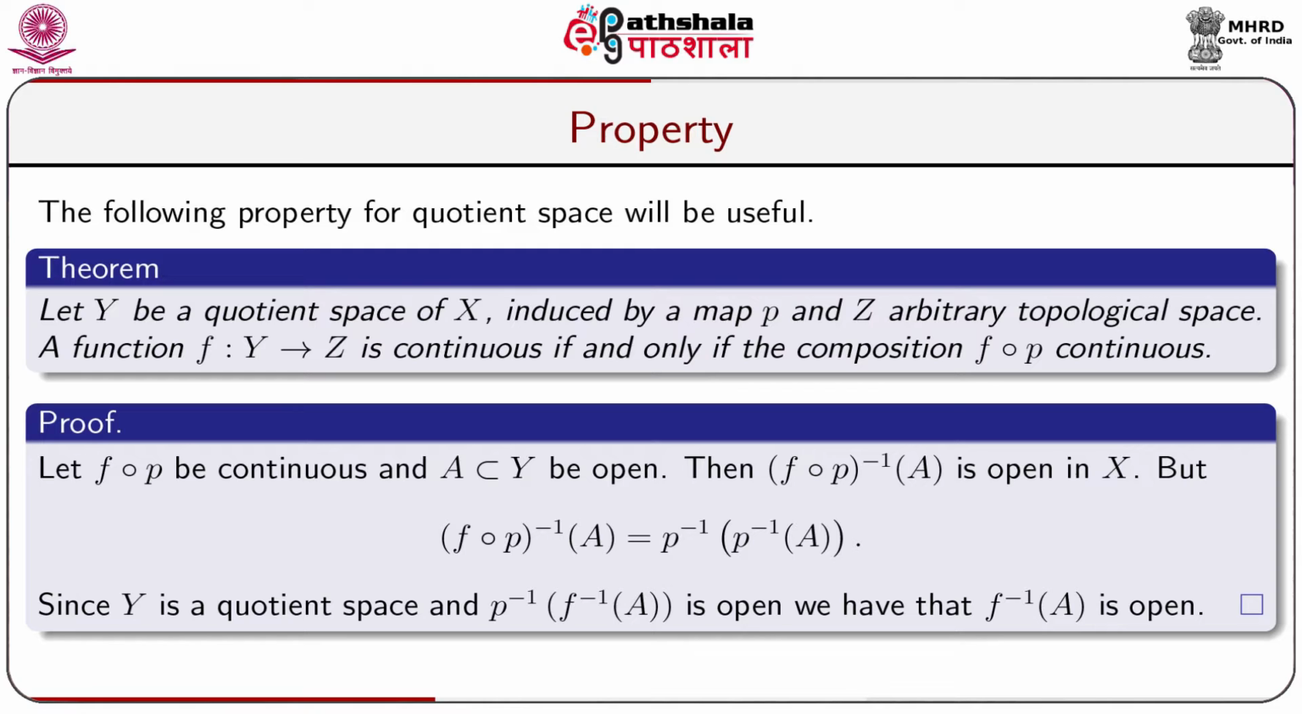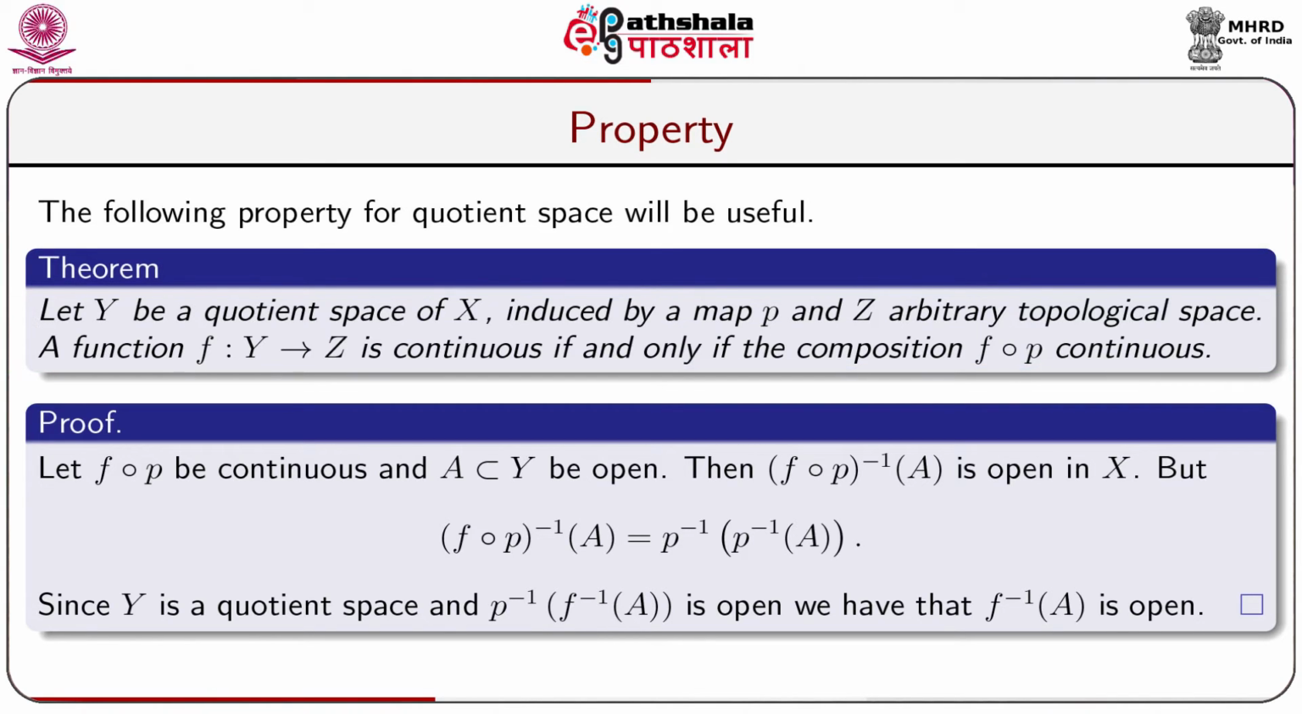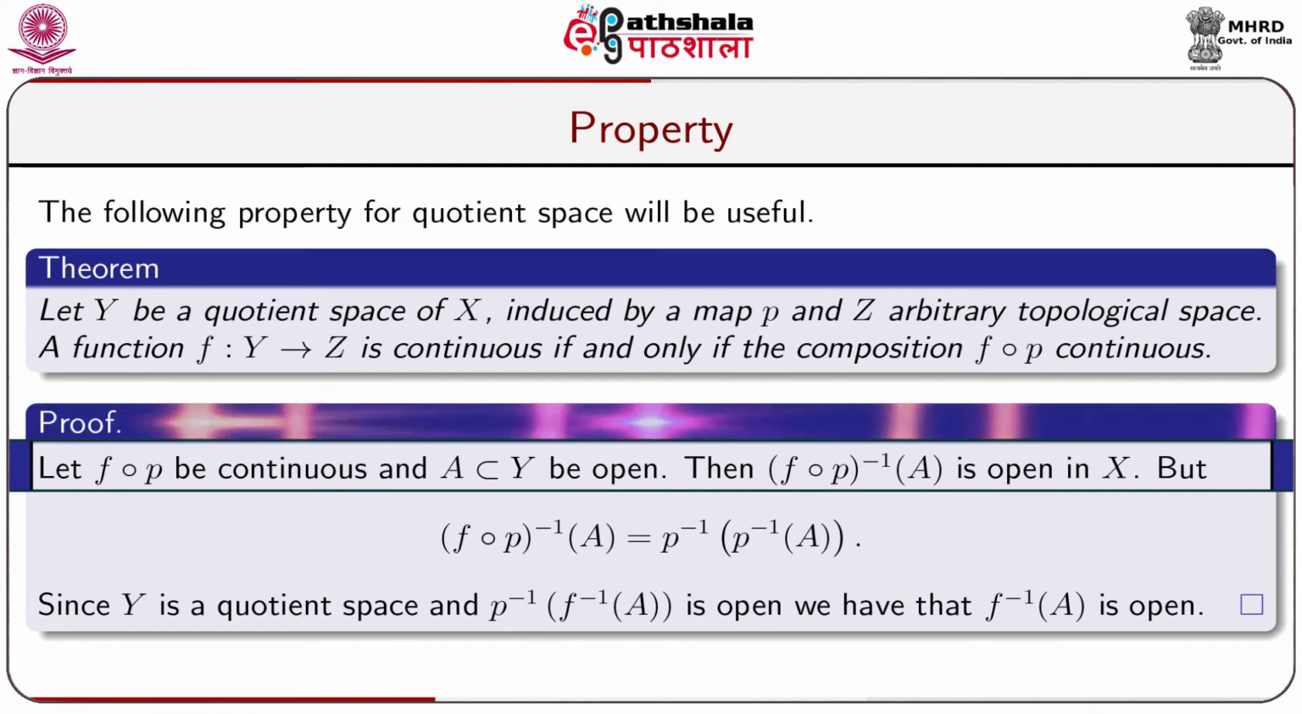Now we shall give some characterization of quotient mappings. Let capital Y be a quotient space defined as above and capital Z be an arbitrary topological space. Then a function f from Y to Z is continuous if and only if the composite map f compose p is continuous. To prove this, let f compose p be continuous and let a subset A of Z be open.